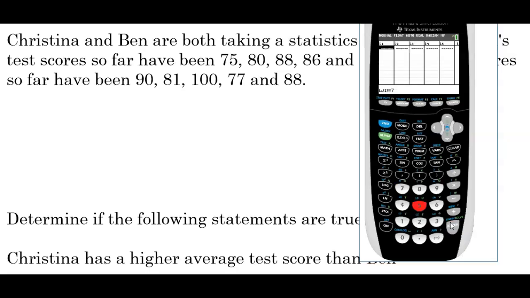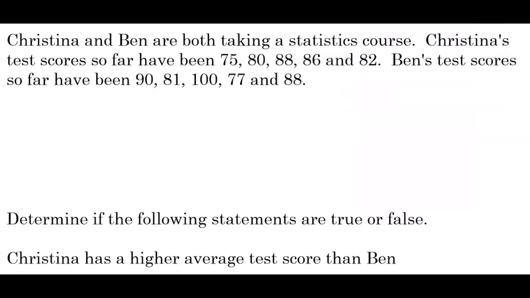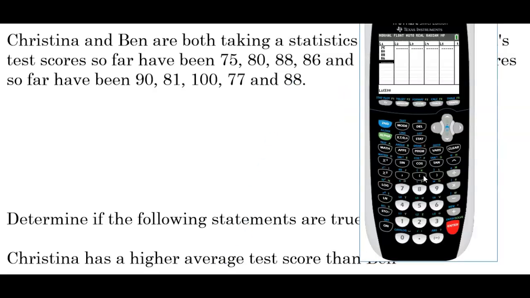So we're going to go 75, hit enter, 80, 88, 86, and the one that we're covering, that's 82. Okay, so 5 data points, we're good. We're going to hit stat again. Scroll to the right to calc, 1-Var Stats, 1 variable statistics. Make sure you have that L1 there. You might just have 1-Var Stats, that's fine. Hit enter, and we should all see this screen here.